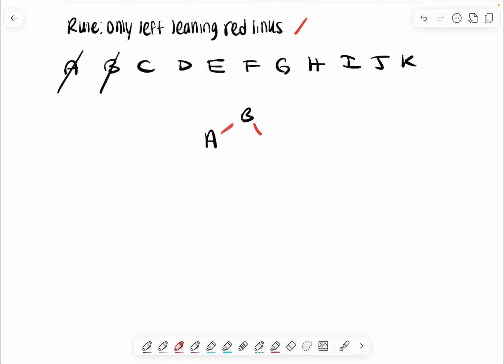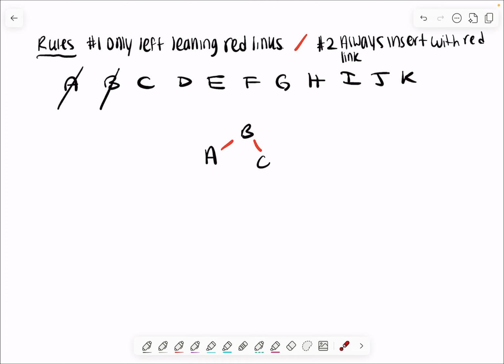So C is after B, so it's going to be inserted with the red link. So I guess rule number 2, I should specify, is to always insert with the red link. And remember, we cannot have right-leaning red links, but this is a special case because this is a triangle where the sides are both red. That's beautiful because then that means we can just shift the red up. We call that recoloring. So these become black, and since there's no link to make red over here where the red can shift to, then there's just nothing that happens.